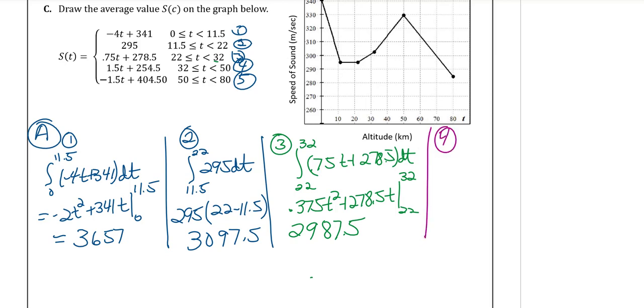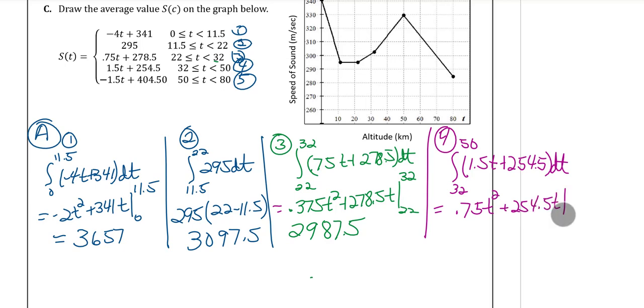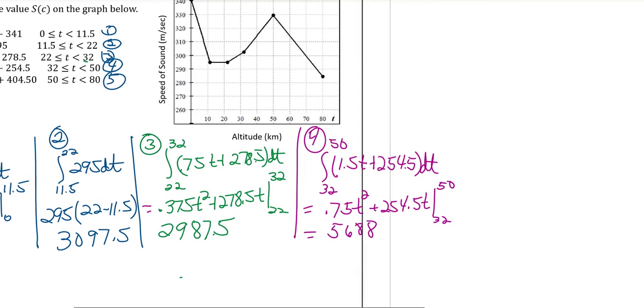Okay, and two more. So for 4, we're going to do from 32 to 50 of 1.5 t plus 254.5 dt. And when we integrate that, we get 0.75 t squared plus 254.5 t integrated from 32 to 50. And when we substitute those values in, we get 5,688.